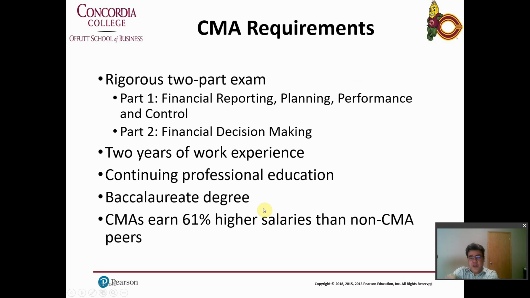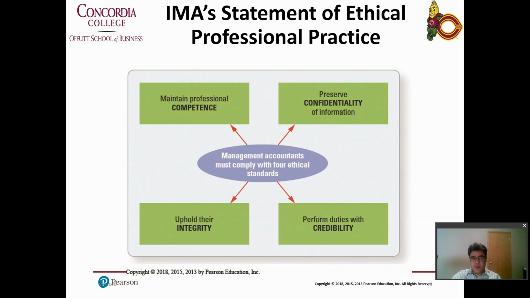So we have here the CMA certification, with two-part exams, and a lot of our topics are based on this exam as well. And then certified CMAs earn on average 61% higher salaries than non-CMA peers, or non-certified managerial accountants. And then here, we have the ethical professional practice.